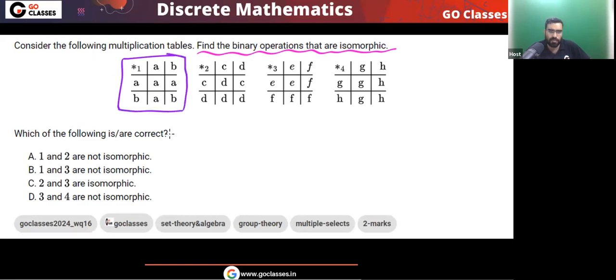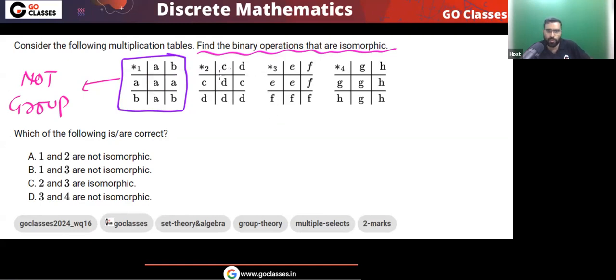Is this a group? Tell me, is this a group? A, B. This is not a group. You can easily notice, because you can see there is repetition in the first row. So this is not a group.